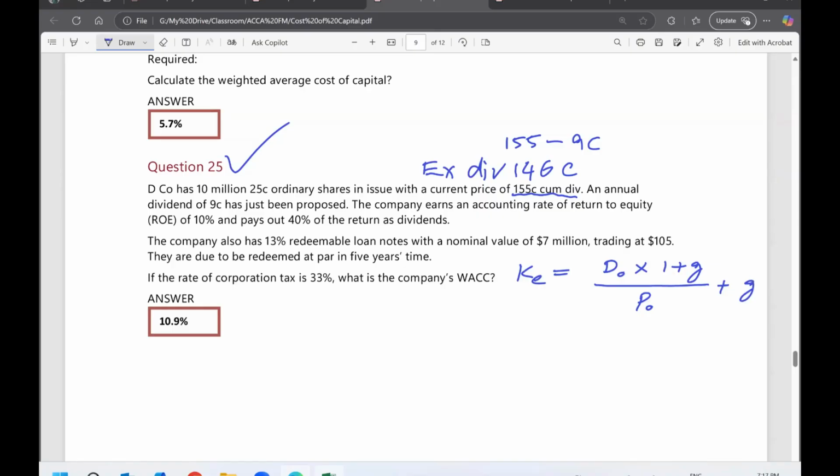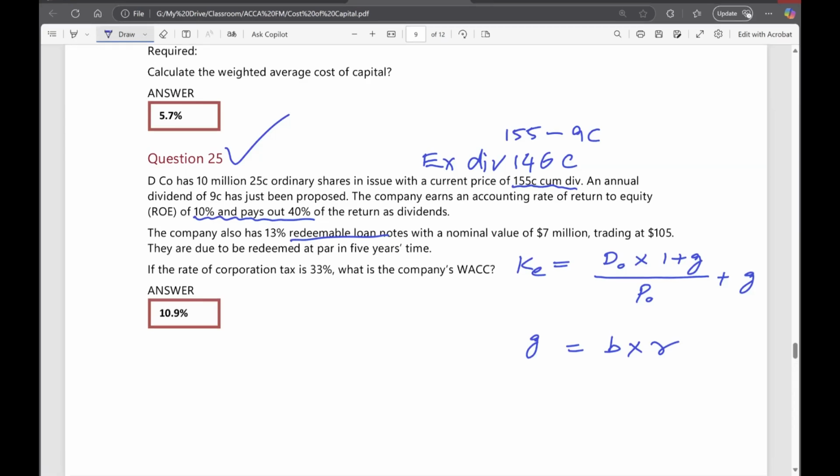But growth we have to calculate using the Gordon growth method. Look, he gave us b and r. So g we will find using the b multiplied by r formula. And for bonds, we have redeemable bonds. So we will use the IRR formula for that. Right. So let's do this. Look how you will work this out in the exam very quickly so that we can try some questions as well.